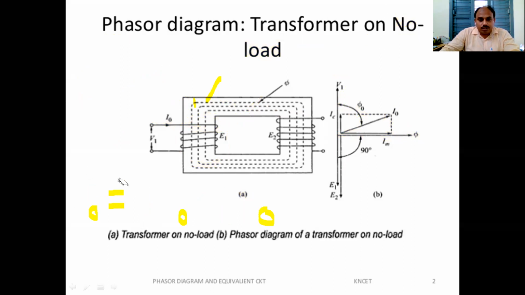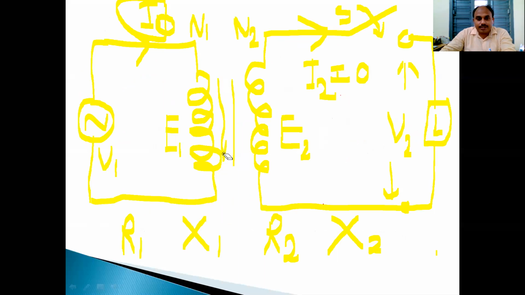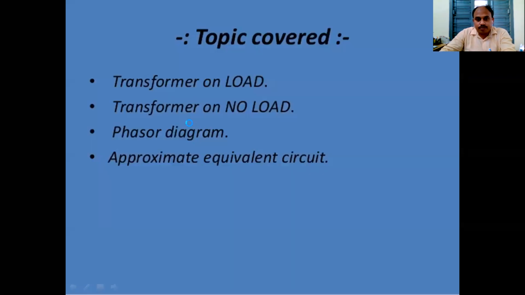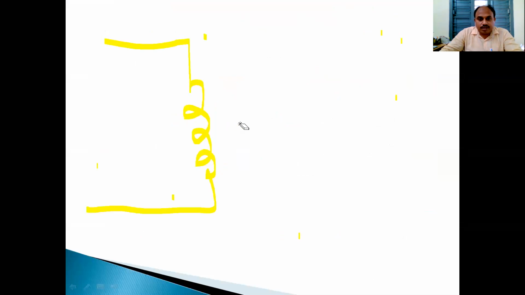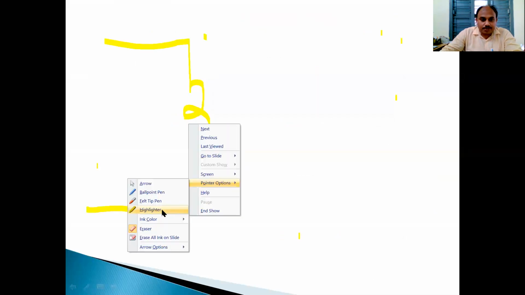Next, the induced EMFs lag the flux by 90 degrees. I will explain how the induced EMFs lag the flux by 90 degrees. E1 and E2 lag the flux by 90 degrees.